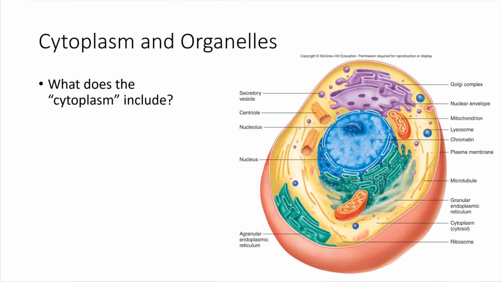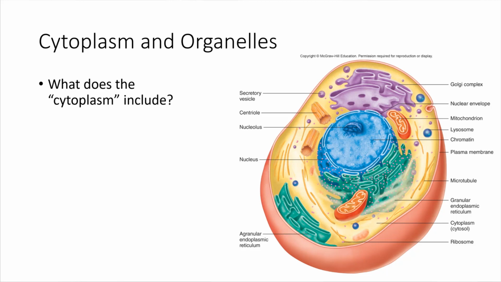This chapter is all about reviewing cells. So at this point we've reviewed the plasma membrane. Let's go ahead and move inside of the cell to the internal environment, looking at the cytoplasm. Okay, so what does the cytoplasm of a cell actually include?